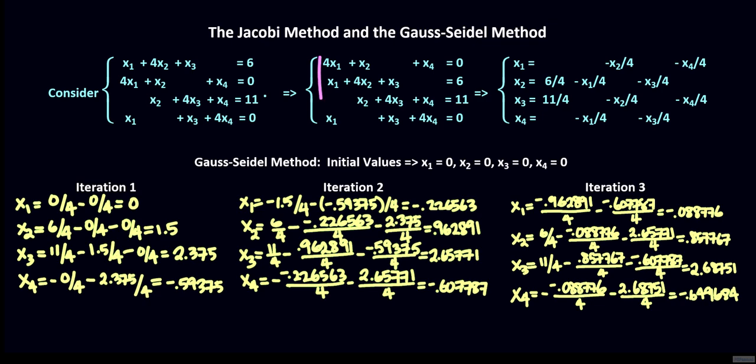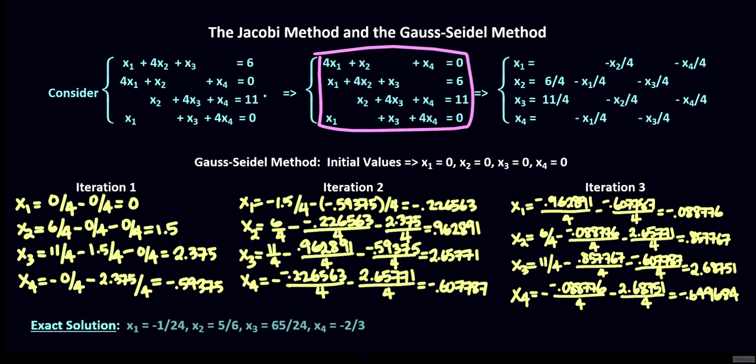Since we started out with a strictly diagonally dominant set of equations, both the Jacobi method and the Gauss Seidel method should result in convergence to the exact solution. The exact solution, by the way, is given by this set of values. Or up to 6 significant digits, this is the exact solution.